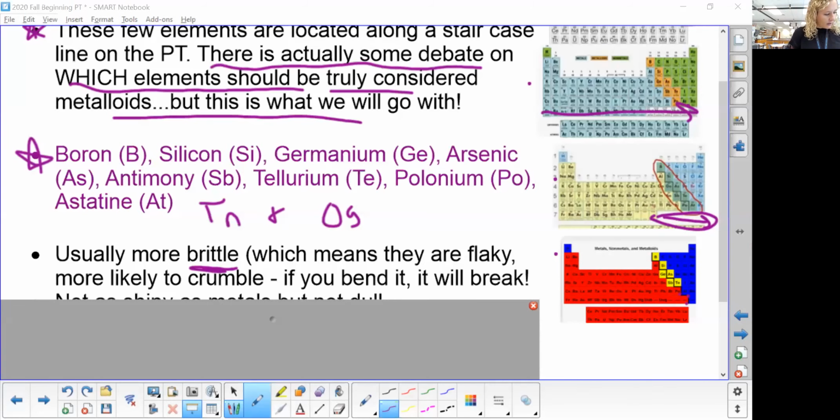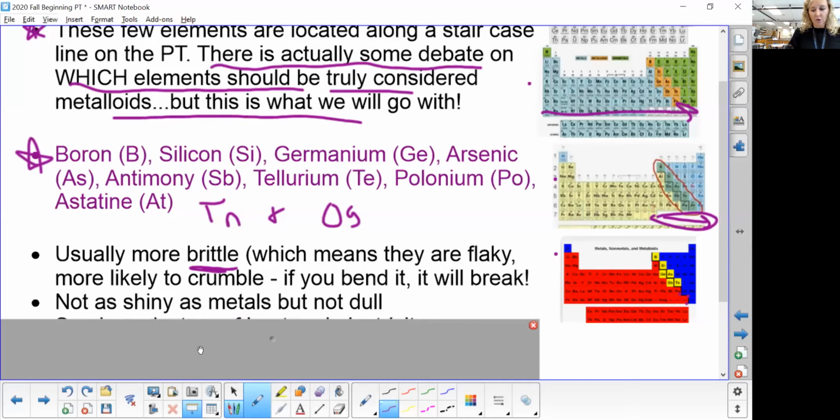Then you have they are shiny, but they're not usually. Silicon is probably the shiniest metalloid. The rest of them are kind of in the middle. But they're not dull either. And not dull like your friend is boring, dull as in they're not that shiny, okay?